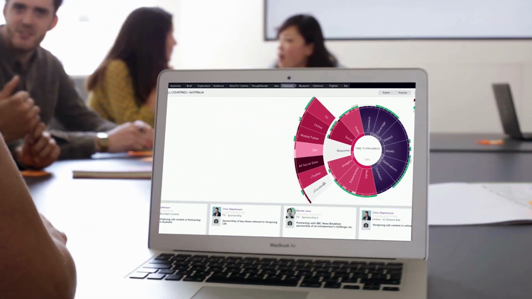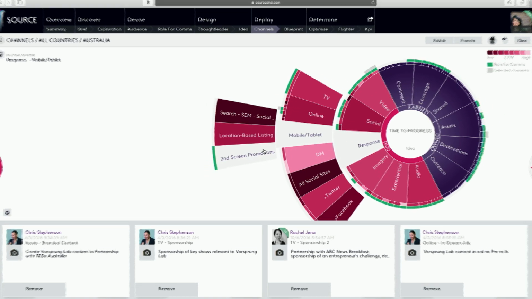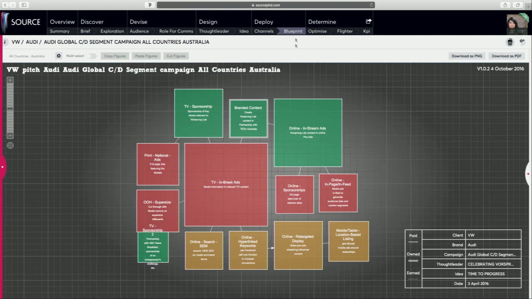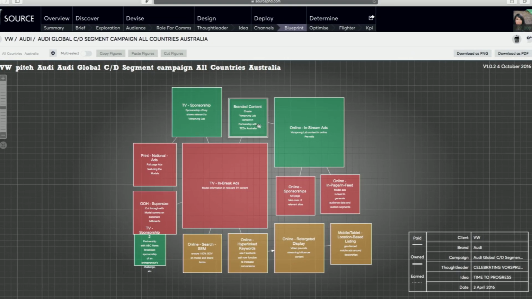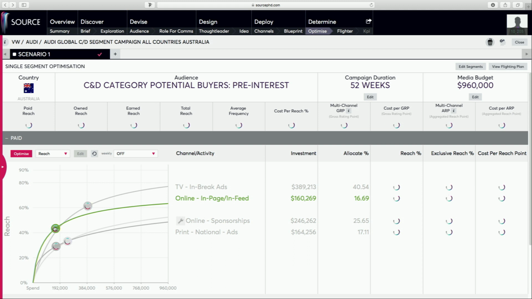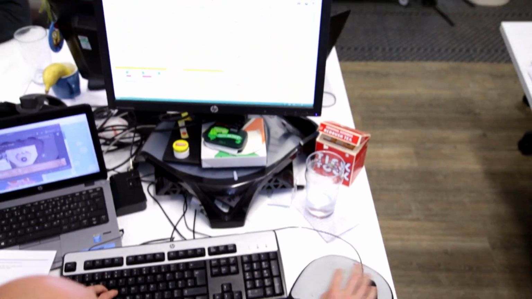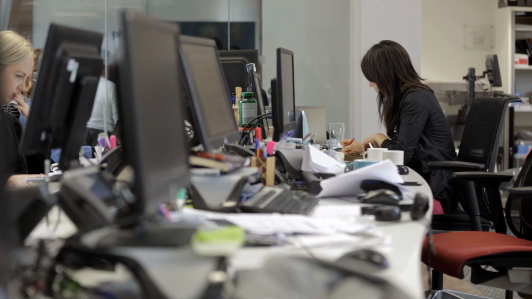Channel selection is creativity-driven, but sense-checked based on the channel's target audience CPM and the role for communications. Once a list of fundamental channels is selected, we show how they interconnect and relate to each other using the Source blueprint. We then identify the correct investment allocation between channels via multi-channel reach optimization across 50 channels in 75 countries. We also have the ability to set frequency caps for digital channels.